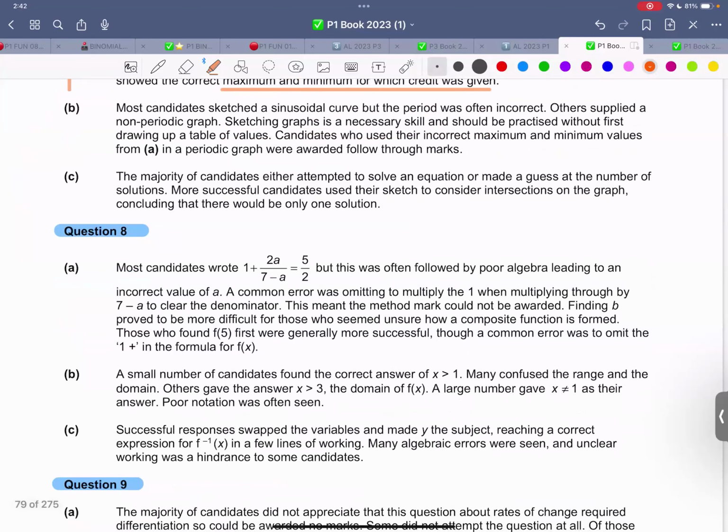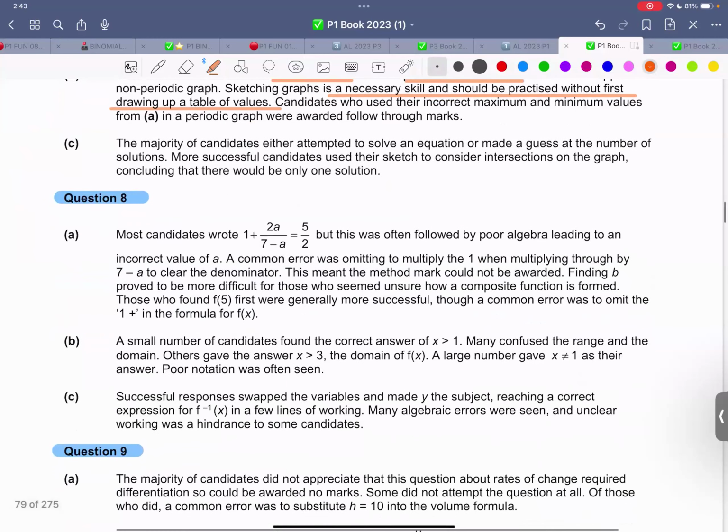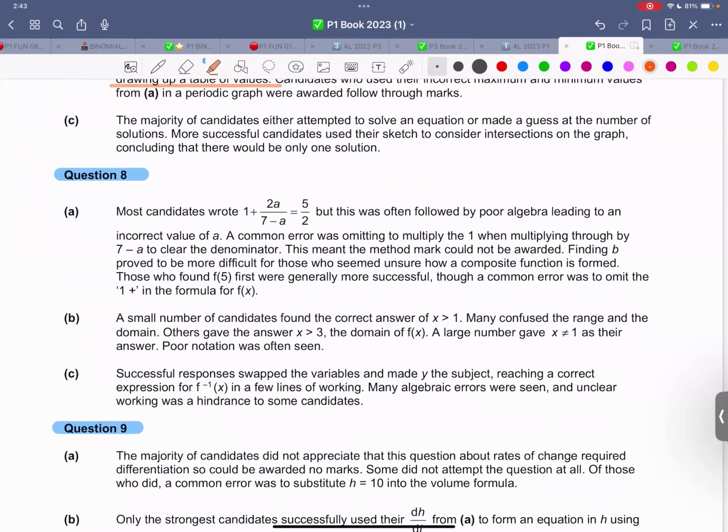Many candidates sketched the sinusoidal curve, but the period was often incorrect. Others supplied a non-periodic graph. Sketching a graph is a necessary skill and should be practiced without first drawing up a table of values. Candidates who used the incorrect maximum and minimum were awarded follow-through marks. The majority of candidates either attempted to solve an equation or made a guess at the number of solutions. More successful candidates, yes, they're talking about you people, used the sketch to consider intersections on the graph, concluding there would be only one solution. So now we have read up till this one.